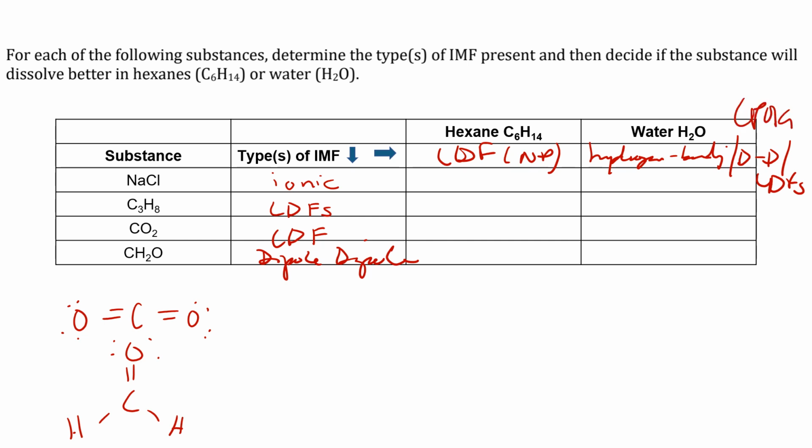So if I looked at things, C3H8 and CO2 are the only ones that can dissolve in hexane because all of them have LDFs, or they're all nonpolar. NaCl and water can get into ion-dipole, and then CH2O, because of its dipole moments, it can interact with H2O.